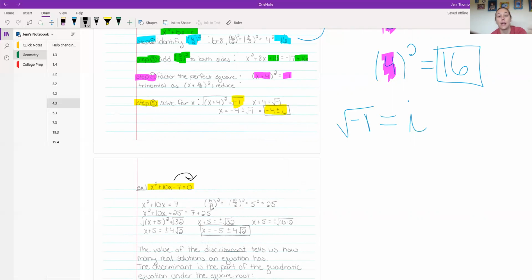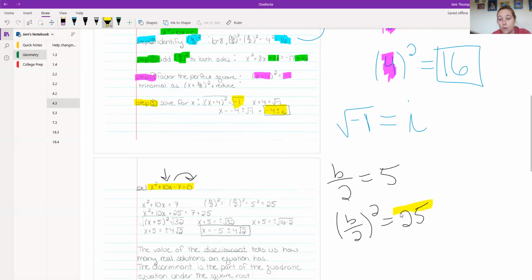Now we need to identify our b over 2 squared. Our b is 10, right? There's our b. 10 over 2, well, that's 5. So our b over 2 equals 5. And our b over 2 squared is 5 squared, which is 25. Great. So here's our two magic numbers. This 25 is what we're going to add on both sides here. That's what got put in right here.